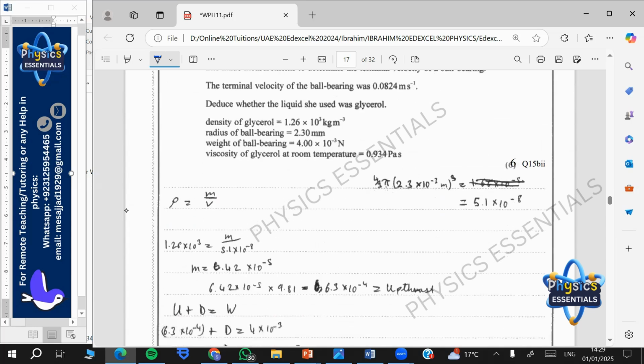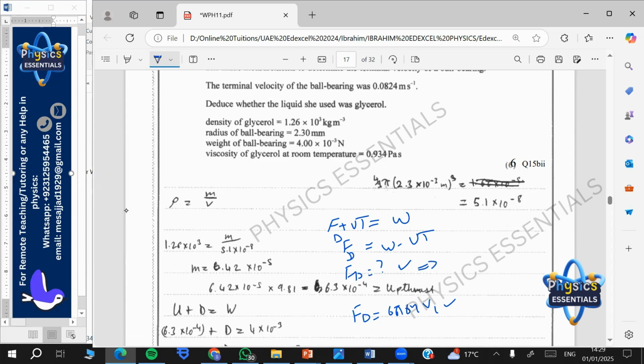Okay, all you need to do is just to find out first of all the drag, and upthrust plus drag is equals to weight. From here you will find out the drag, FD. When you find out the drag from here, then find out the drag from 6 pi r eta vt as well. If these two answers are equal, it means the liquid was glycerol.